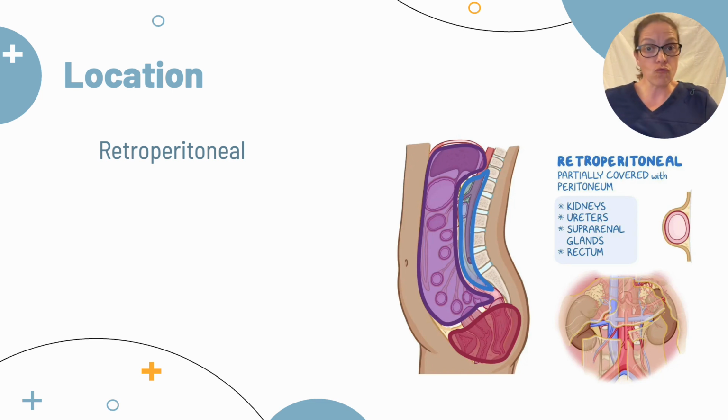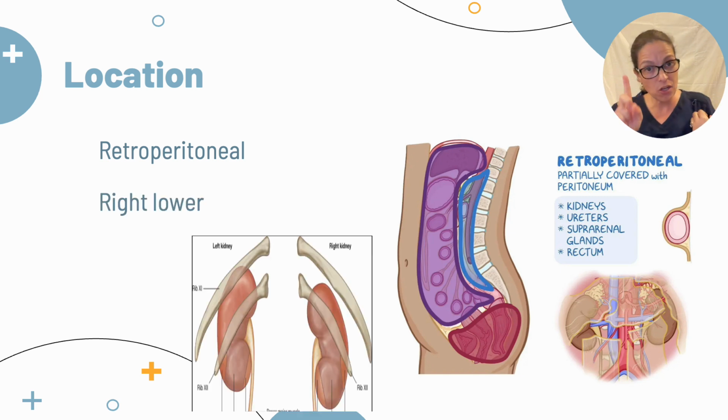We say that they are retroperitoneal. This is one of my favorite words, so make sure that you know this word. Retroperitoneal means that it is behind other organs in the peritoneal cavity. So this is going to be within the peritoneum, that's the membrane of the abdominal pelvic cavity. They sit behind another organ. So that's where your kidneys are.